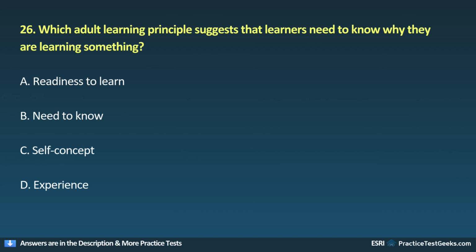26. Which adult learning principle suggests that learners need to know why they are learning something? A. Readiness to learn. B. Need to know. C. Self experience.